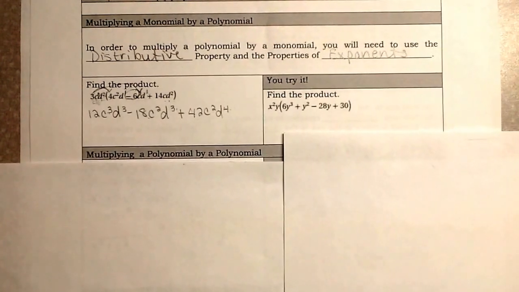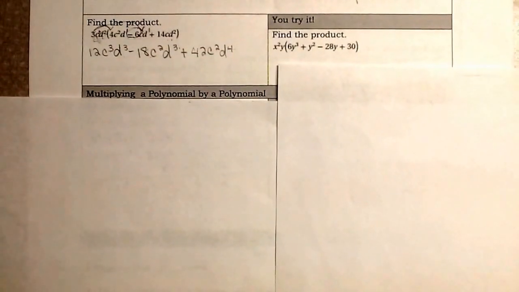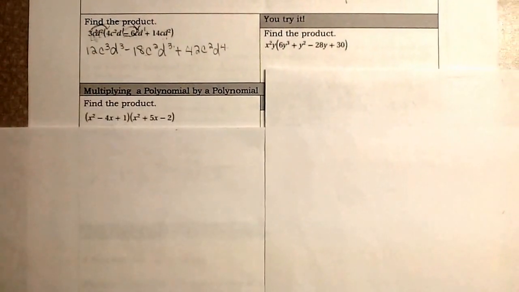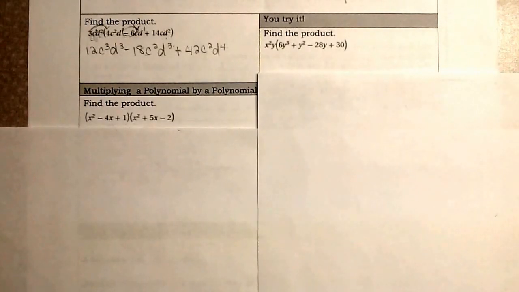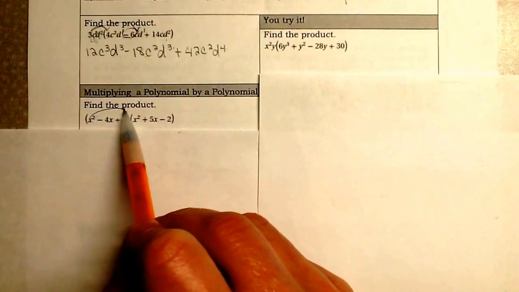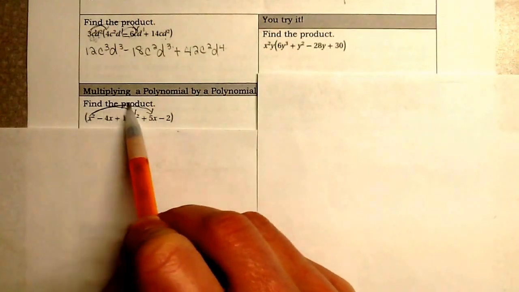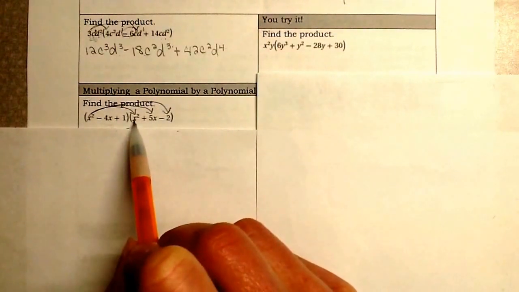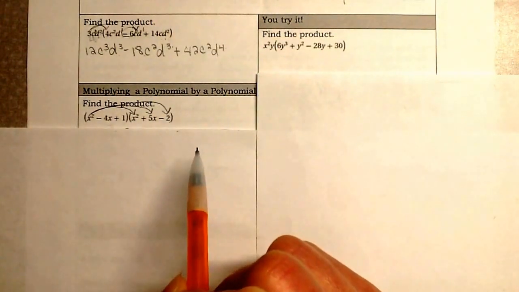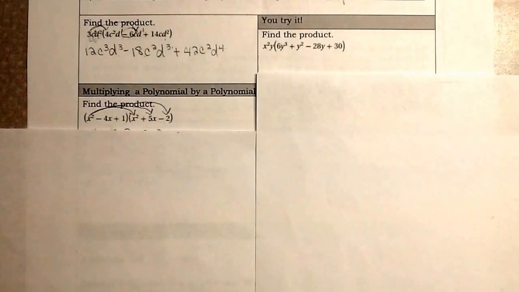Now we're going to multiply a polynomial by a polynomial. So we're going to have more than one term that we're multiplying by. Here we have a trinomial, because there's 3 terms, multiplied by a trinomial. So what you want to do is take the first term in the first trinomial and multiply it by all 3 terms in the second polynomial. And what I'm going to do is line up like terms as I multiply. That way when I'm finished I can just add down the columns.